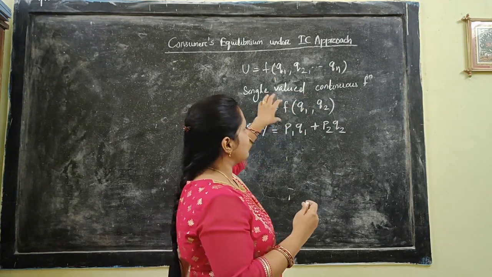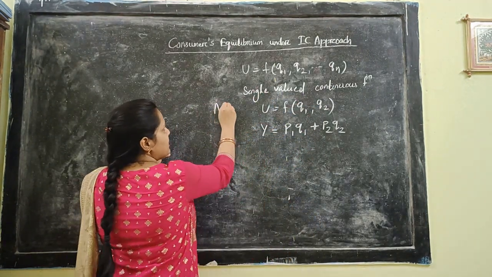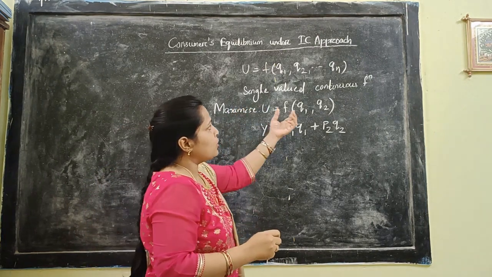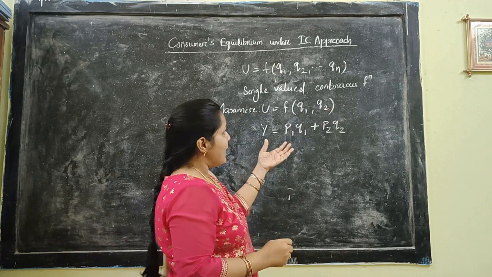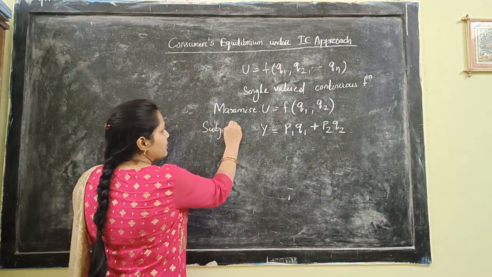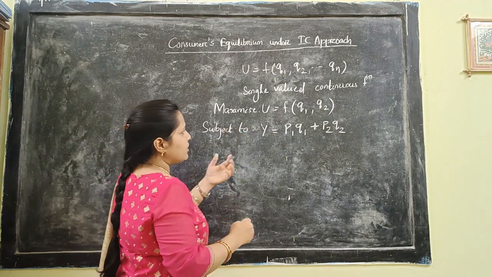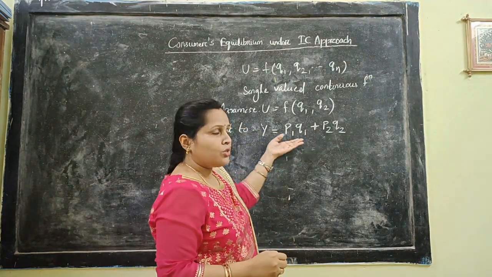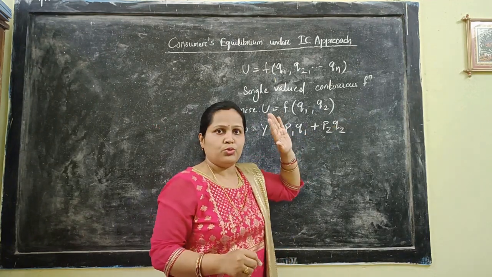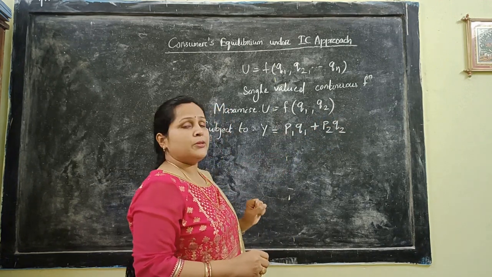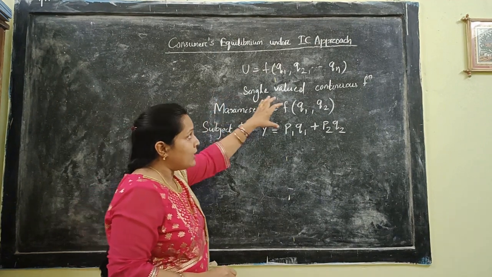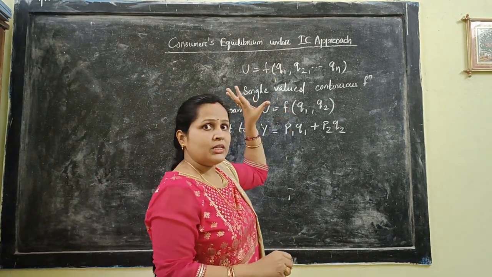So for the static analysis, the consumer wants to maximize its level of utility, which is a function of Q1 and Q2, two commodities, subject to the income constraint. The equation for the budget line or income constraint is Y equals P1 Q1 plus P2 Q2. So this is the problem: how to maximize utility given this budget constraint.